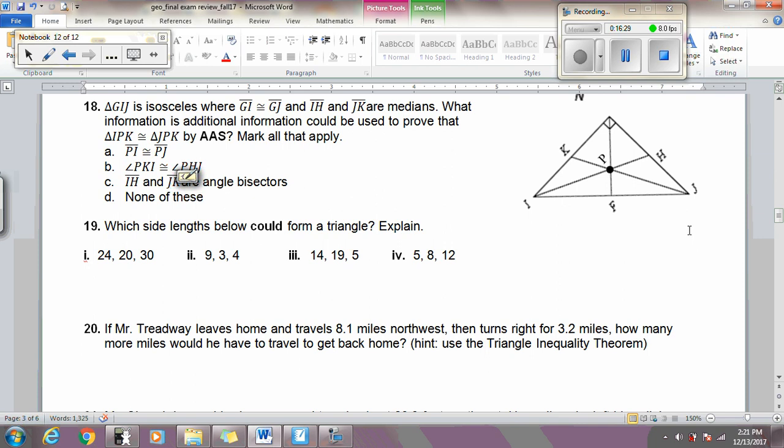Alrighty, for number 18, it says triangle GIJ. I'm missing the G at the top of my triangle. Forgive me, Lord. But there it is. So GI is this side here, is congruent with GJ, this side here.